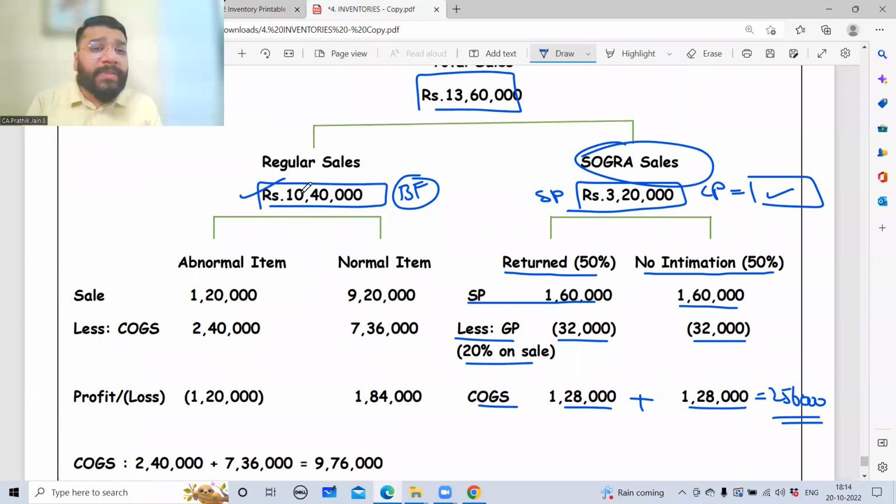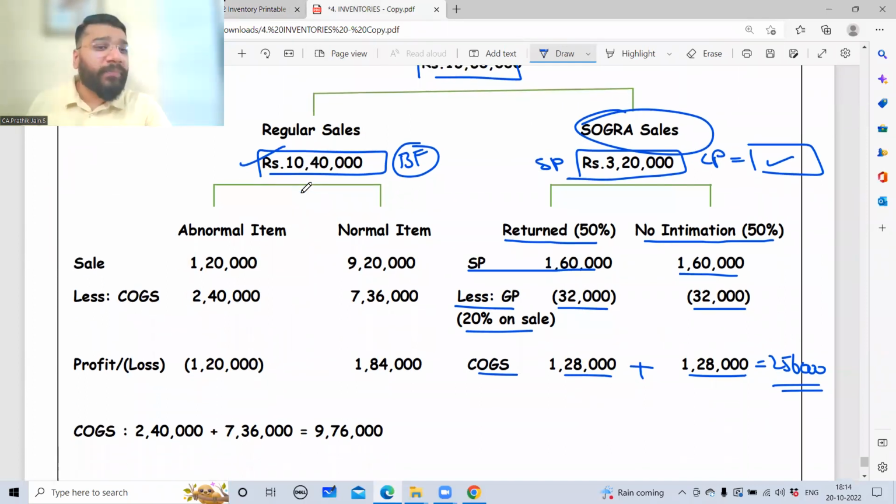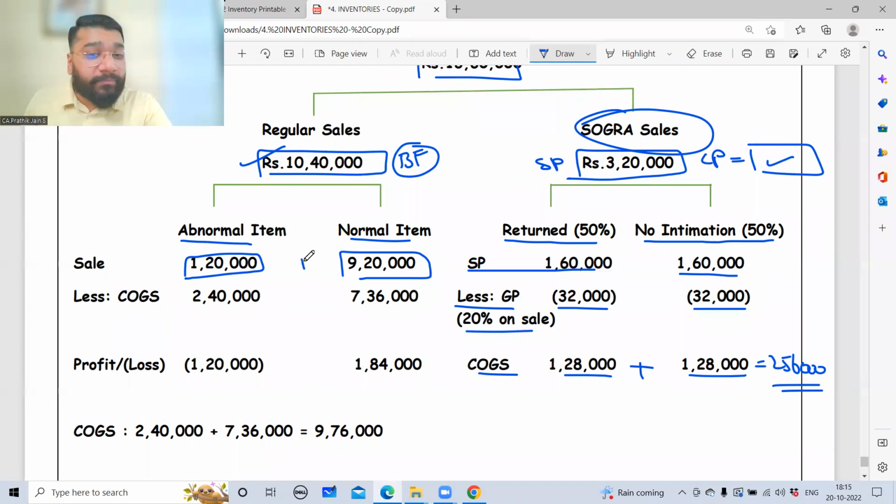So here I'm segregating this regular sales into two parts: abnormal item and normal items. Out of 10,40,000 rupees, how much should I minus? 120 sale. If I minus, can I say the balance 920 will be the regular sale, normal item? This is the balancing figure. Do you agree with me? 10,40,000 is total sales. In that, abnormal sale was 120. So obviously the normal sale will be the balance 920.